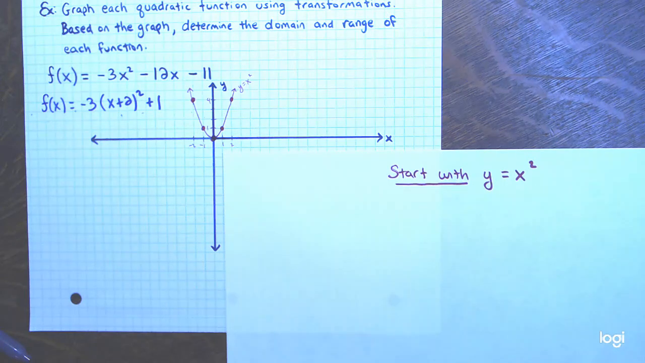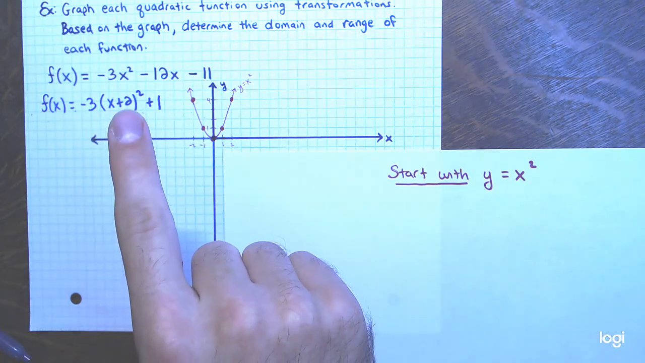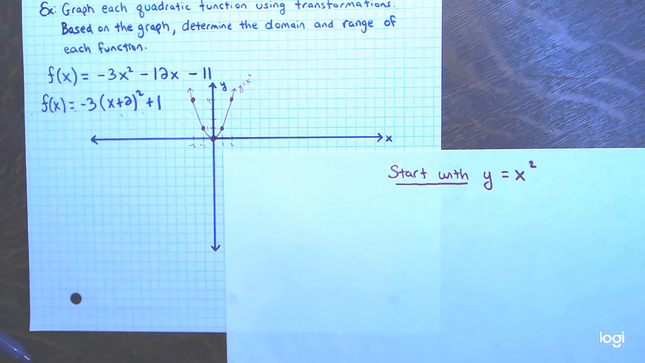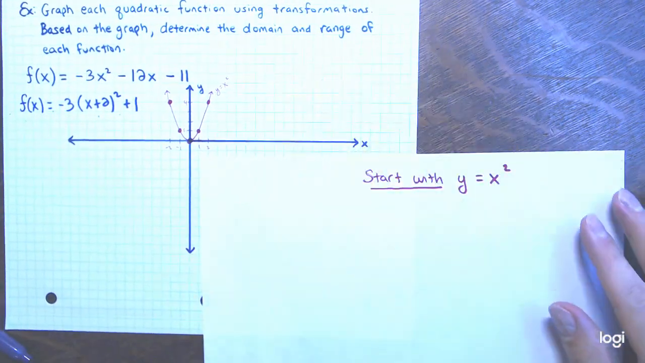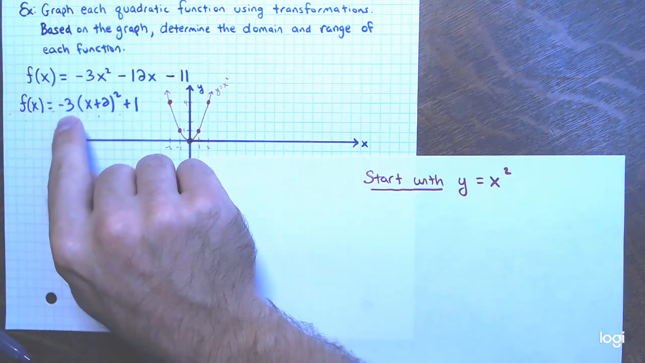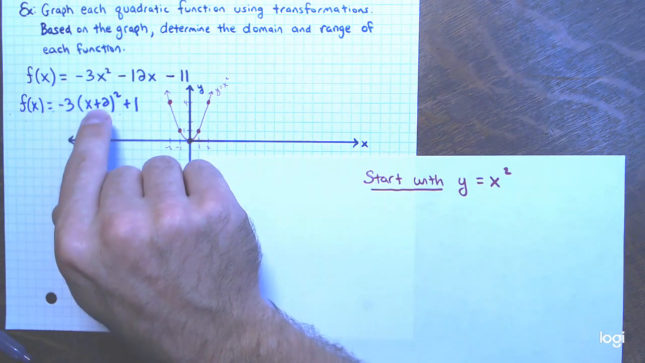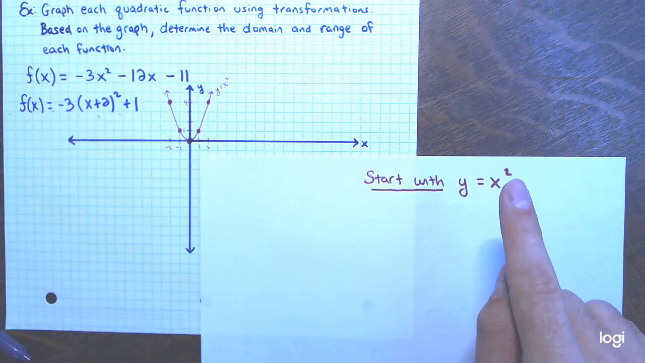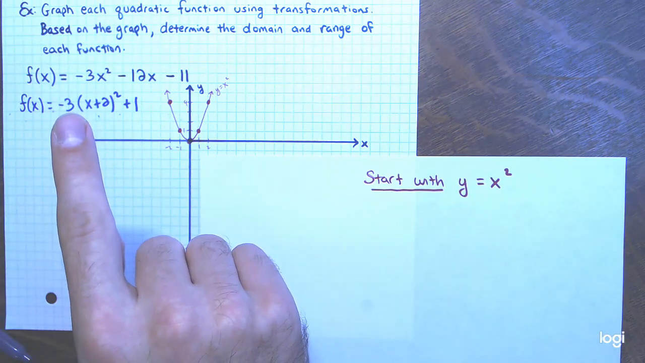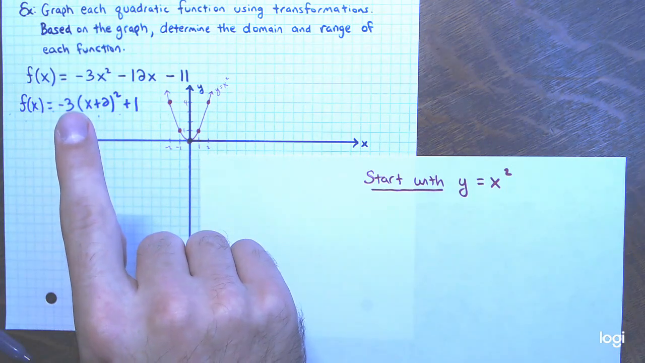And then through transformation, I'm going to do one step at a time. I'm going to change this rule, x squared, into this rule, negative 3 times x plus 2 squared plus 1. Again, I went over all these transformations in my previous videos, but I'm going to take it one step at a time. So the first thing I'm going to do is my reflection. I noticed that the square here, x squared, is being multiplied by a negative number, negative 3.